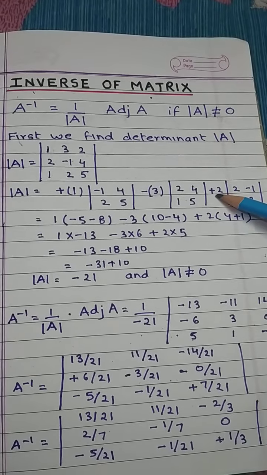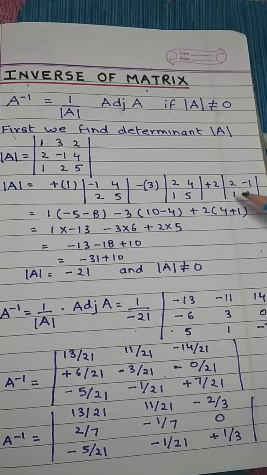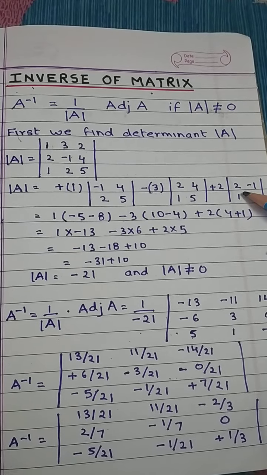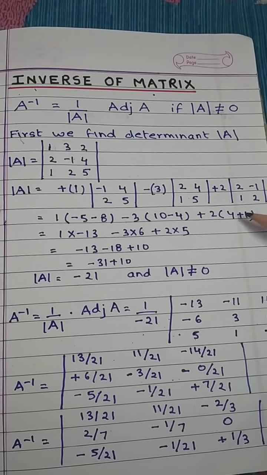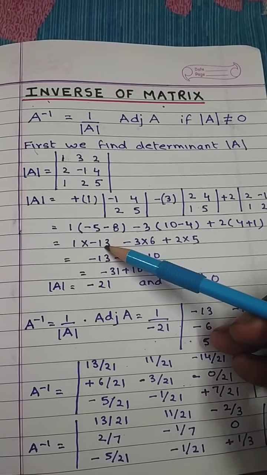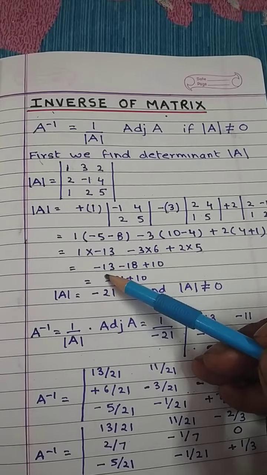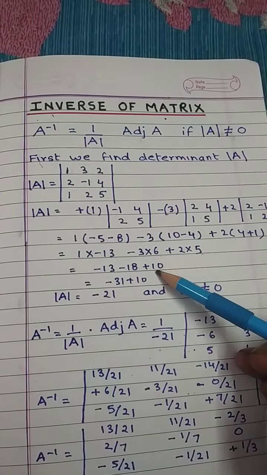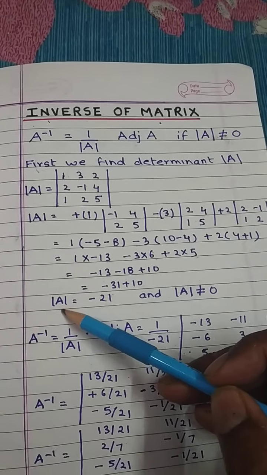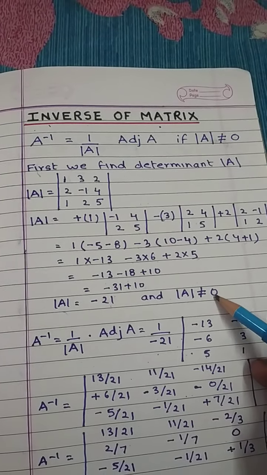The third element is 2. Its determinant is 2, -1, 1, 2. 2 2s are 4. In between there is a minus sign, so minus 1 and minus will become plus. We get 1 into -13, -3 into 6 and 2 into 5. -13, -18 and +10. -31 +10. The value of the determinant is -21 and determinant A is not 0.